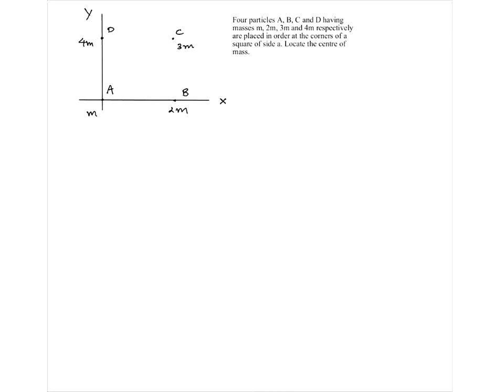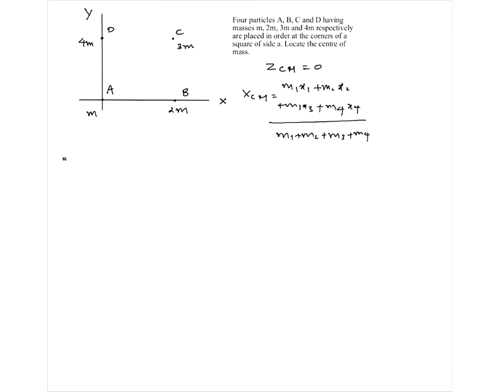Clearly, this is a case of discrete particles, and there is no need for Z. It is all about the XY plane. So ZCM will be 0. Z1, Z2, Z3, Z4, they are all 0. So ZCM will be 0. XCM would be M1X1 plus M2X2 plus M3X3 plus M4X4 divided by M1 plus M2 plus M3 plus M4.